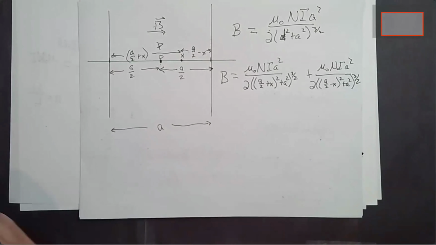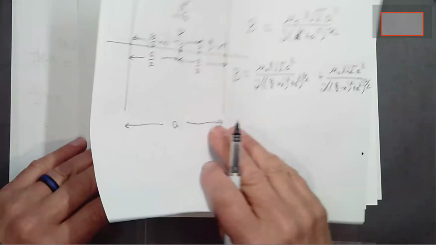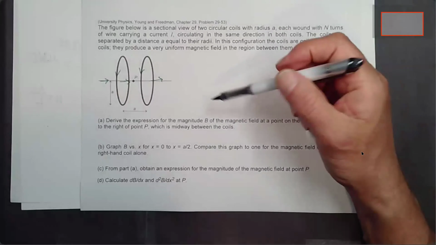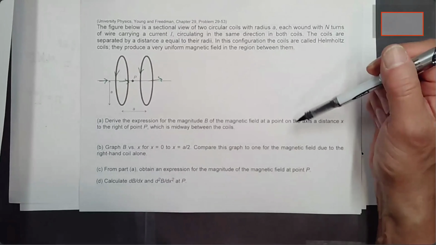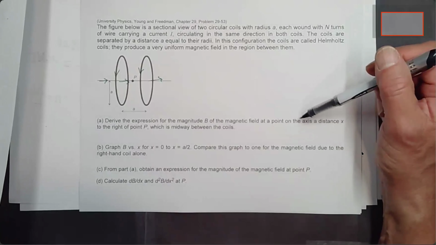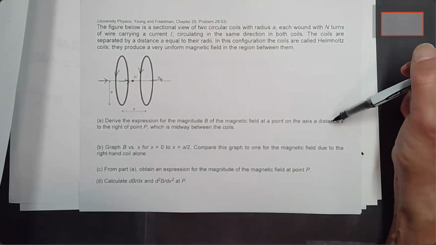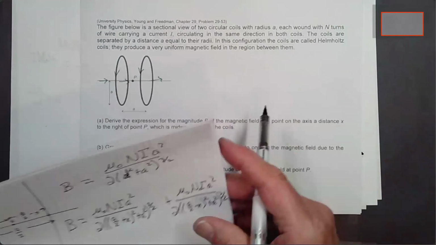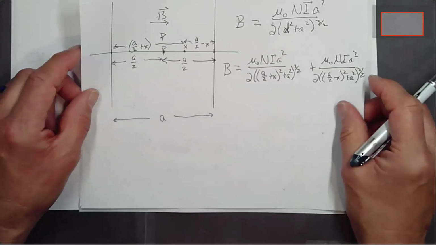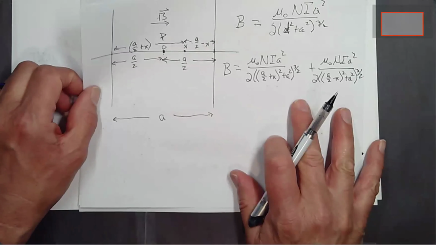So that's actually part A of this problem, wherever I put it. Derive the expression for the magnitude B of the magnetic field at a point on the axis, a distance x to the right of P, which is midway between the coils. So we have that expression.